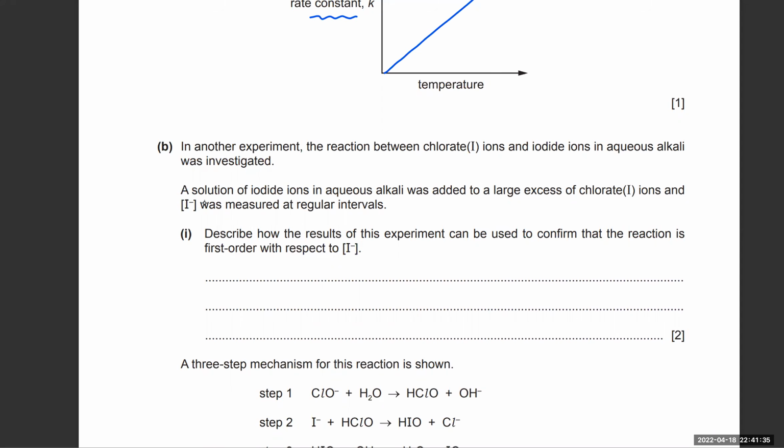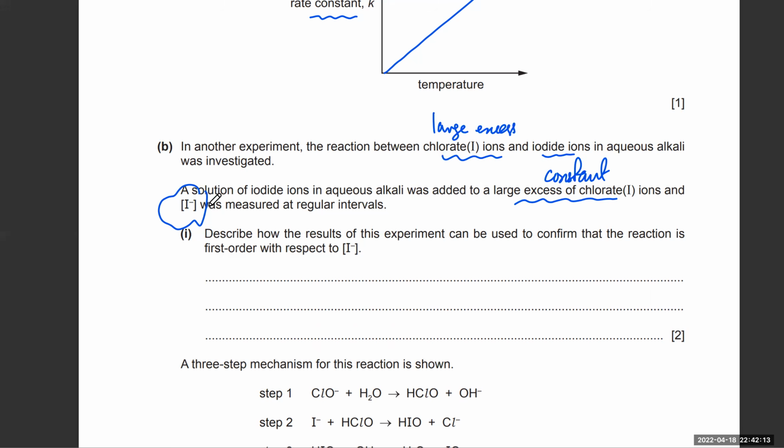So you're measuring the I-1 concentration. The other thing is that chlorate ions are added in a large excess, so that means these other variables are constant. The reaction is between chlorate ions and iodide ions, and they've told you that this is in large excess. Whenever something is in large excess, its concentration becomes constant.